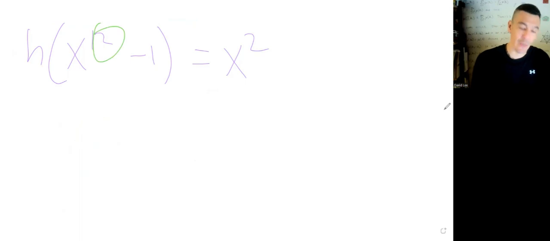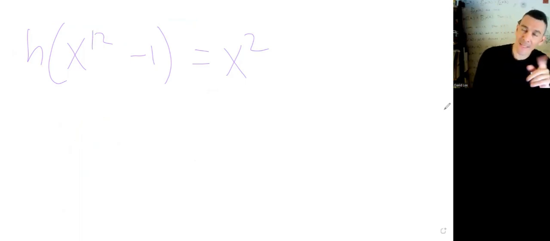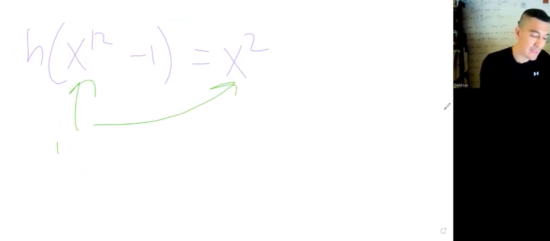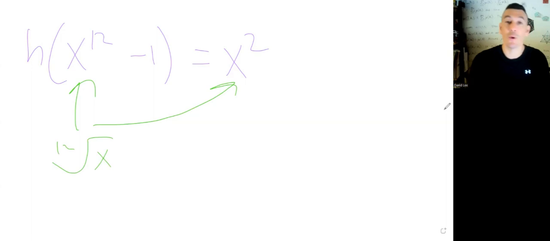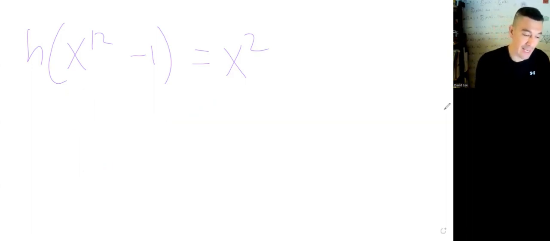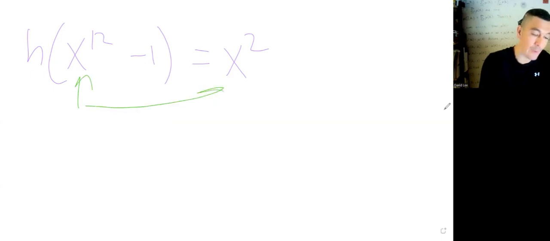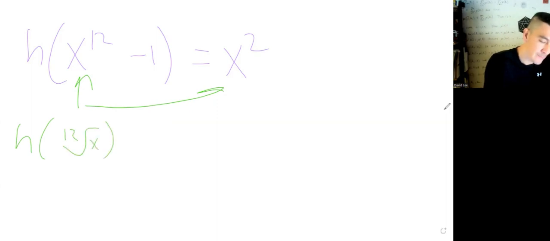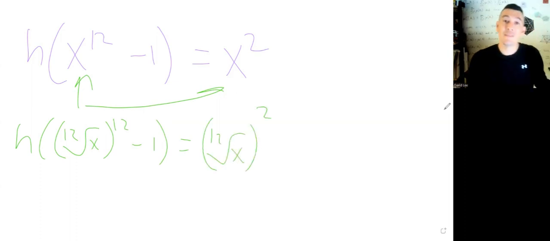How about we focus on the 12? Let's make the 12 go away first. We can take baby steps. Let's make the 12 go bye-bye. So what you can plug in here, and of course there, would be the 12th root of x. Let's plug in the 12th root of x in for both of those x's, right? So in there and in there, we're going to plug in the 12th root of x. And it would say this, h of the 12th root of x to the 12th minus 1 equals the 12th root of x to the power of 2. That's what it would say, right?